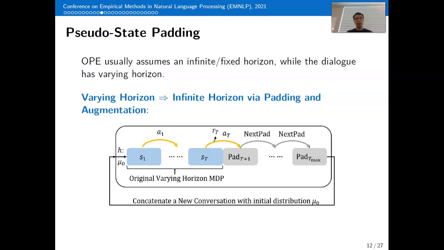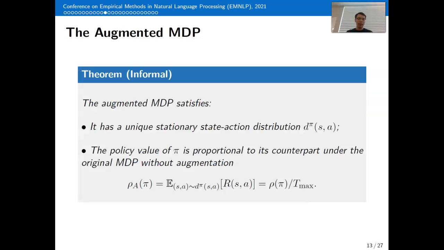So we first apply pseudo-state padding to the dialogues because most OPE methods usually assume an infinite or fixed horizon, while the dialogue may have a varying horizon. So we turn the varying horizon into an infinite horizon via the padding and augmentation. The augmented MDP has a very nice property. It has a unique stationary state action distribution, and the policy value of pi is proportional to its counterpart under the original MDP without augmentation.